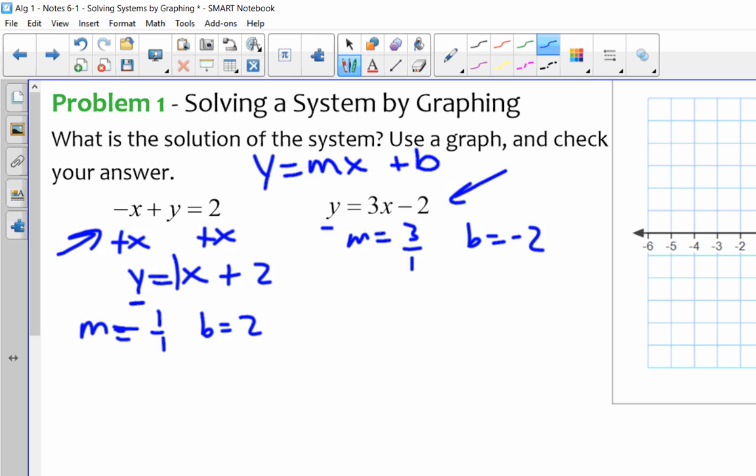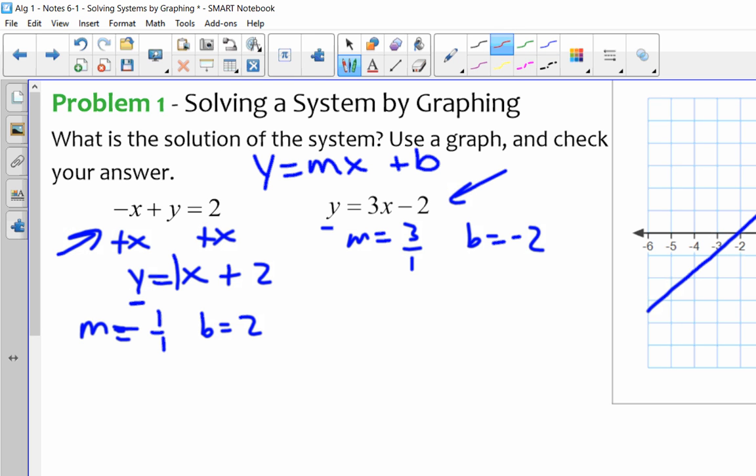The first one, your b was a positive 2, and my slope is 1 over 1, so up 1 over 1, and keep doing that. I'll go down 1 over 1 the other side, and that's going to be my line. I'm going to draw that very straight. Second one, b is negative 2, so I'm going to put my point right there, and my slope is 3 over 1, so up 3 and over 1. This is why I keep doing it, because I really want to make sure I get a straight line and things match up.